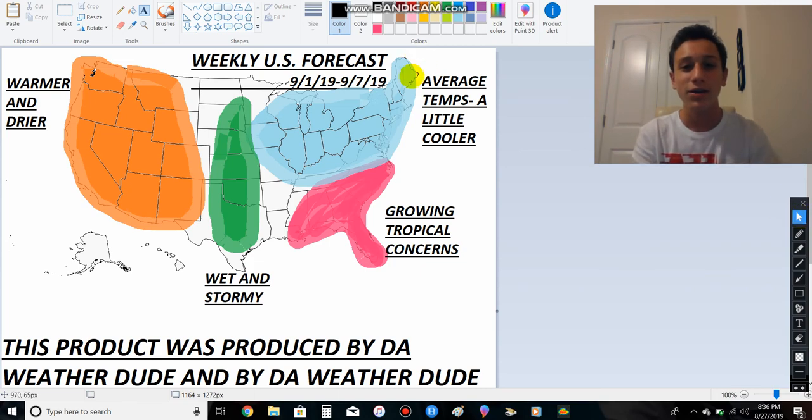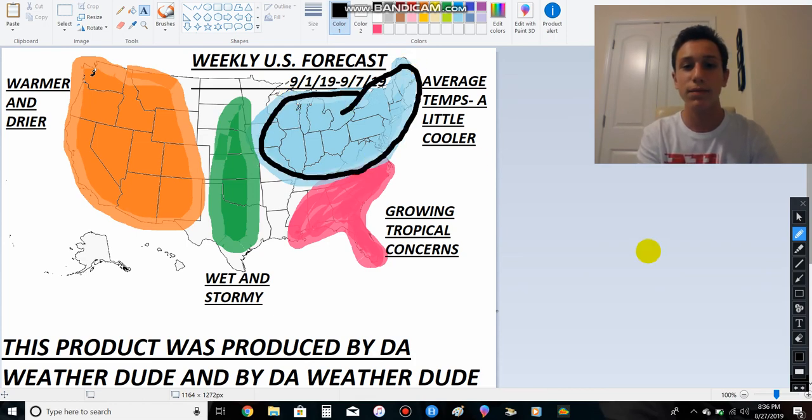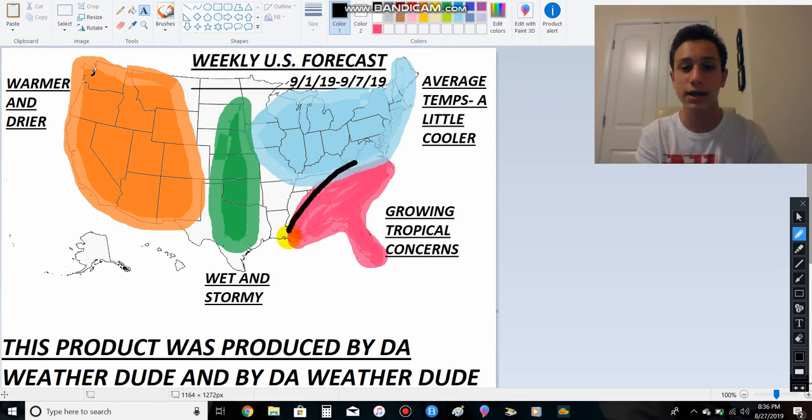Alright, let's go. So, average temperature is a little bit cooler for the Northeast, the Mid-Atlantic, and back towards the Midwest. Again, growing tropical concerns for the southeastern United States, especially for Florida, Mississippi, Alabama, Georgia, Louisiana, and the Carolinas. Could be affected by some tropical entities, I should say. Maybe a little bit in the Gulf of Mexico, potentially.